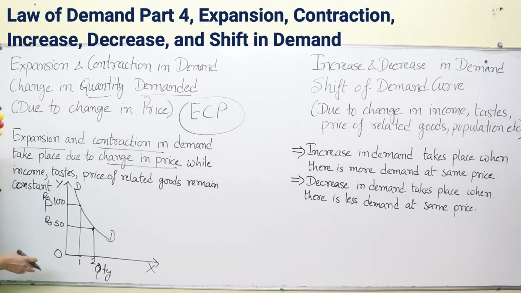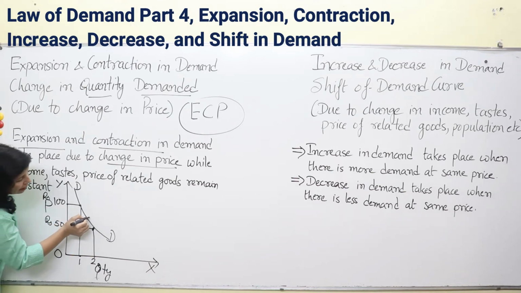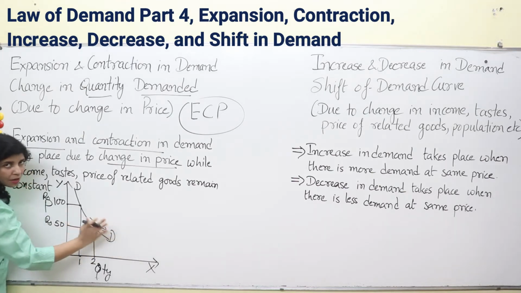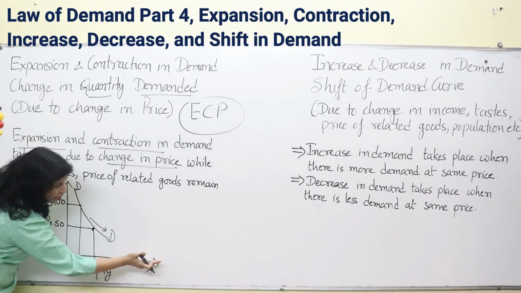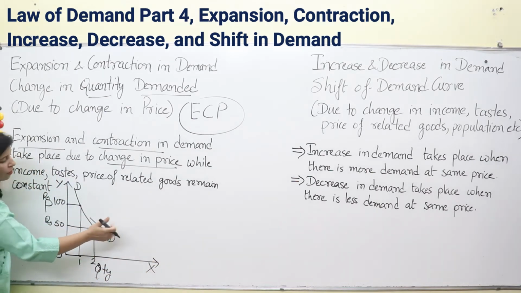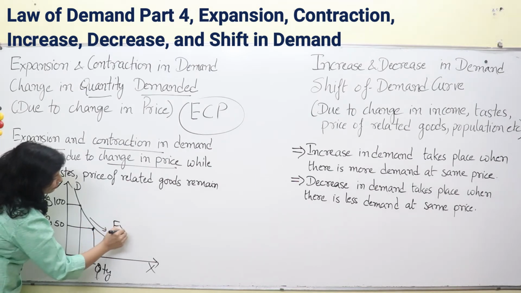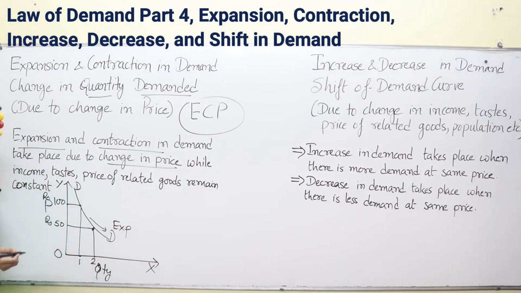What is happening over here? When the price got reduced, what has happened? Our demand is moving rightwards. This is rightward. Take your hand and move towards right. So our demand is moving rightward on your x-axis. Okay, so what is this? This is expansion. Expansion of your demand. This is here expansion in demand.